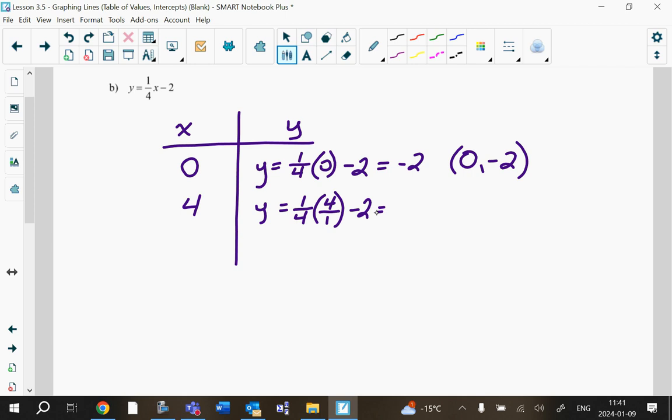So you get 1 minus 2 is negative 1. Notice no fractions. So if you've got a fraction in front of that x, always choose 0, but then choose the denominator and then choose multiples. So what would be the next one you choose? 8. Because if I can plug in 4 and do it cleanly, no fractions, 8 will work too. And I could have used 12, I could have used 16, but then we're getting off the graph.